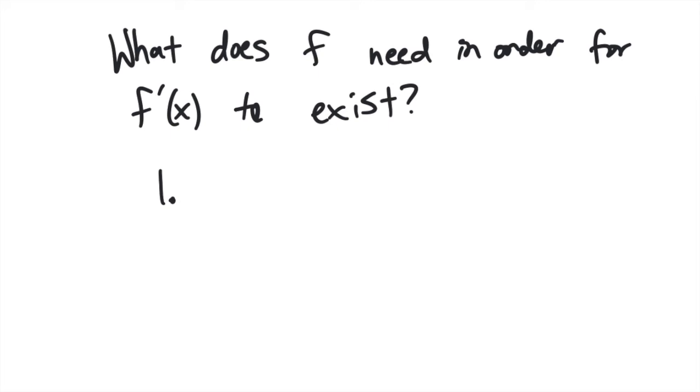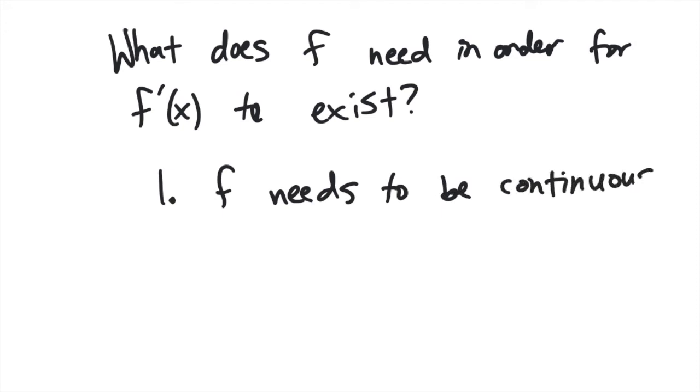So the first criteria, as you might have guessed, because of the way we've set up the course and what we've been talking about earlier, is that f needs to be continuous. Okay, let me be a little more specific here. Let me phrase it like this: f prime of a. So what does f need for f prime of a to exist? f needs to be continuous at a.